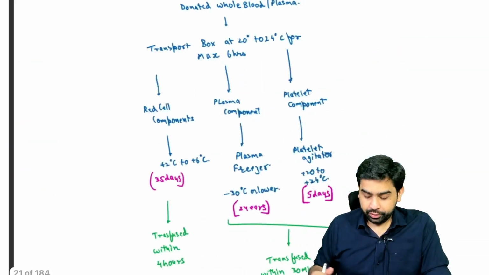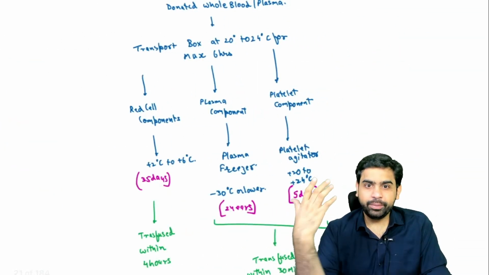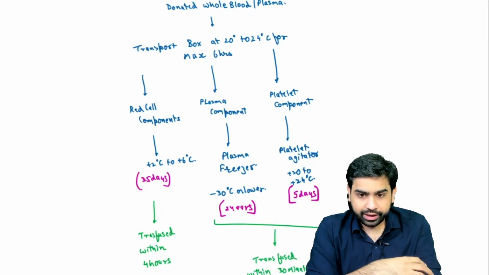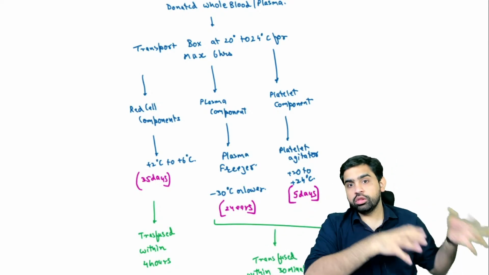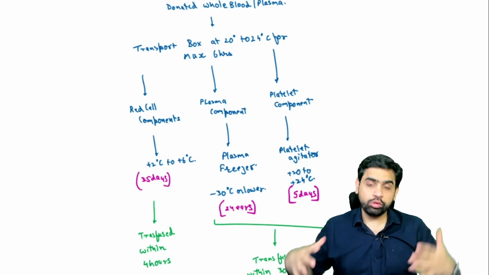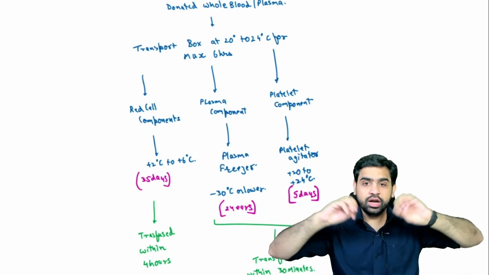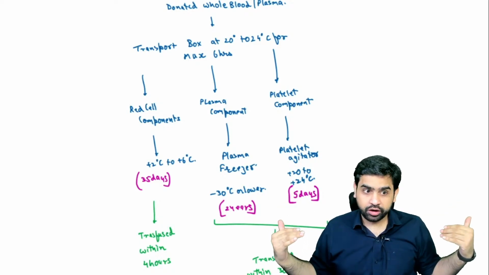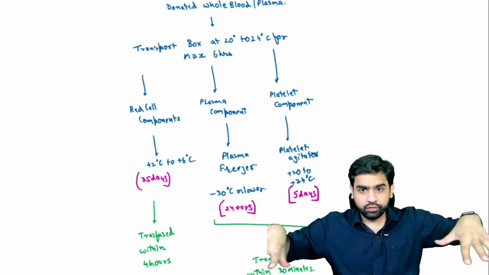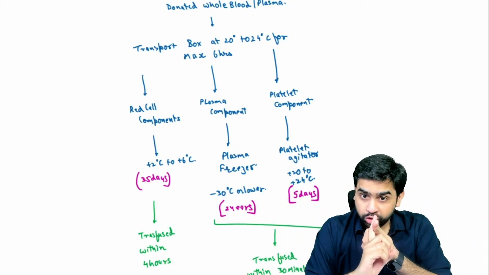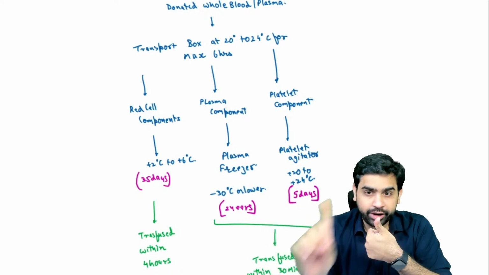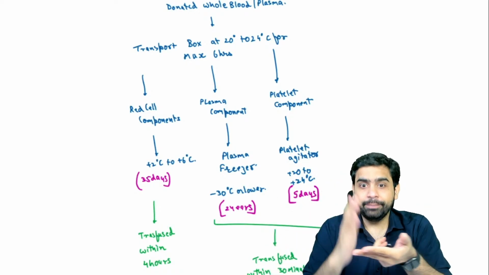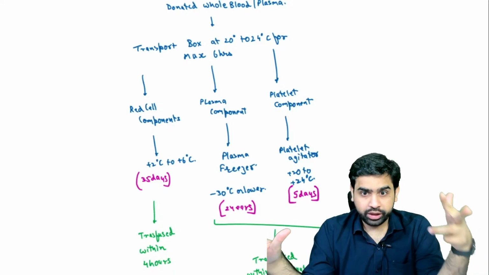Now, what are SAGM and CPDA? These are basically anticoagulants. Once anybody donates blood, you can either use that blood directly, or you can break it into different components based on centrifugation. With the help of centrifugation, we can break it down into components like red cell concentrate, that is PCV, packed cell volume, or FFP, that is fresh frozen plasma, and platelets.